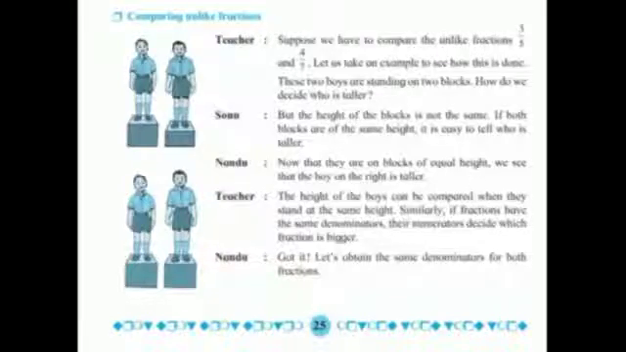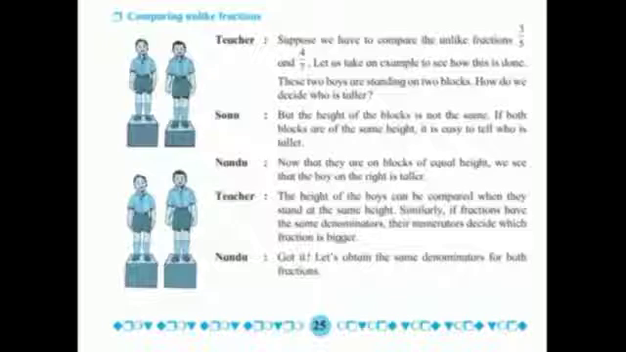Okay. Now see further. One student named Sonu is asking the teacher that the height of the blocks is not the same. Sonu is saying that the blocks are not of equal size. You can see in the first picture that there are two blocks but the sizes of those blocks are different.